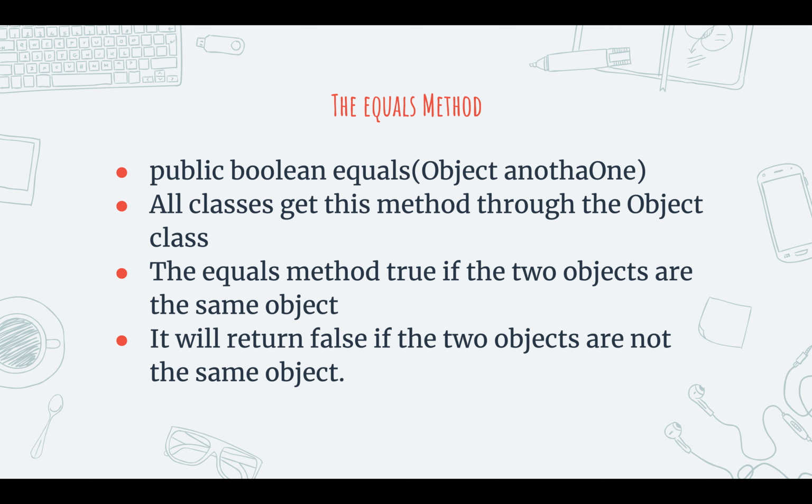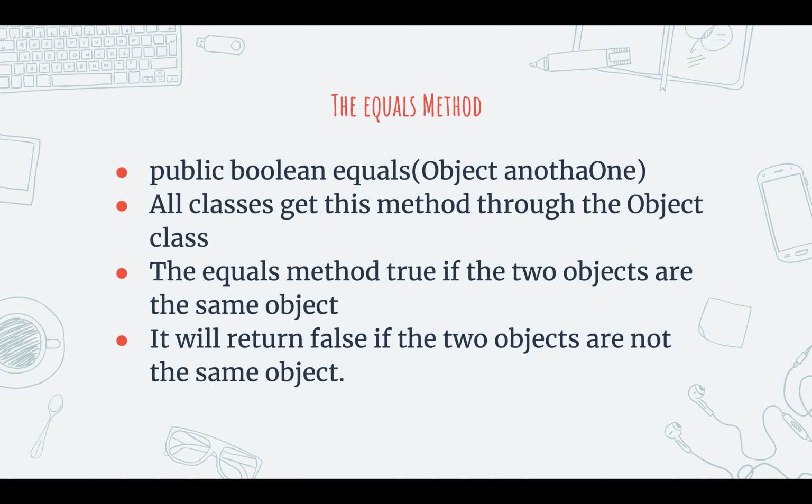Since all classes stem from the object class, all classes get this method through the object class. So every class that you make, even if you don't write an equals method, will have an equals method because it's provided in the object class. And since it stems from it, it will be invoked when someone calls the equals method with the appropriate arguments. We have two results when we invoke it: either a true value or a false value.